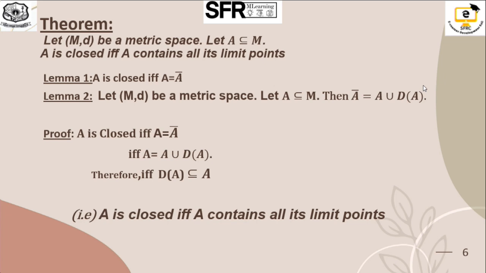So, we are going to prove the main theorem. A is closed if and only if A is equal to A closure. This is by lemma 1. Since A is equal to A closure, I can write A is equal to A union D(A) by lemma 2. From this we can say D(A) is a subset of A. D(A) is nothing but the set of all limit points of A. Therefore, A is closed if and only if A contains all its limit points.